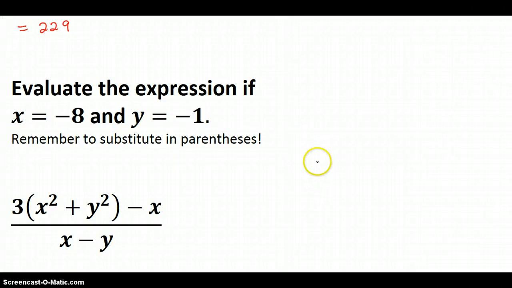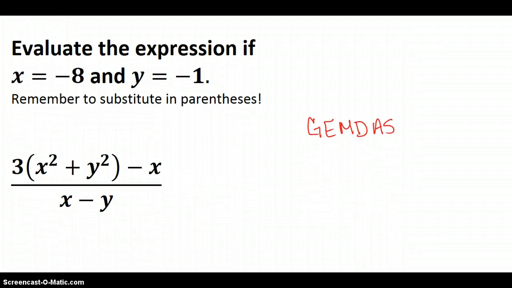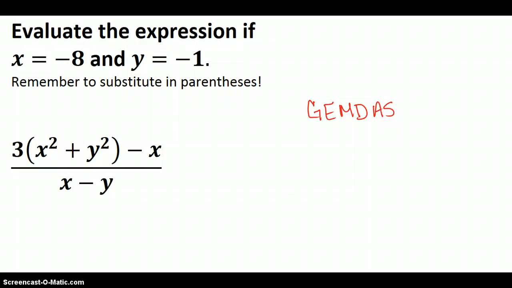I'm going to go over to the side here and I'm going to write GEMDAS. As I go through these, I'm going to cross them off to make sure that I understand that I'm doing everything in the order that it needs to be done, and this will become a good habit for you guys to build. So let's look at this one. We're going to evaluate this one if x equals -8 and y equals -1.